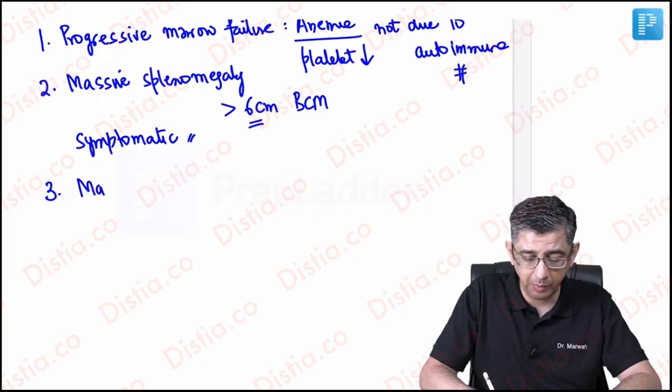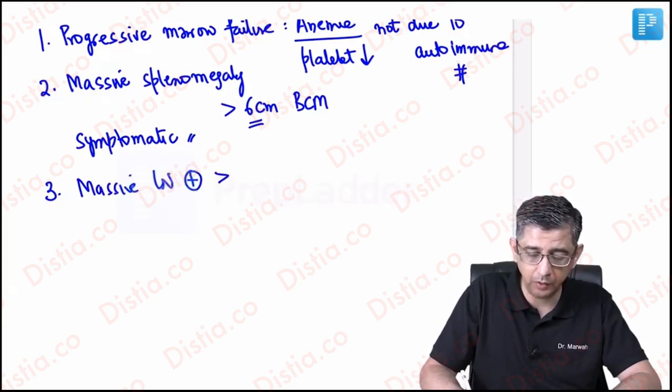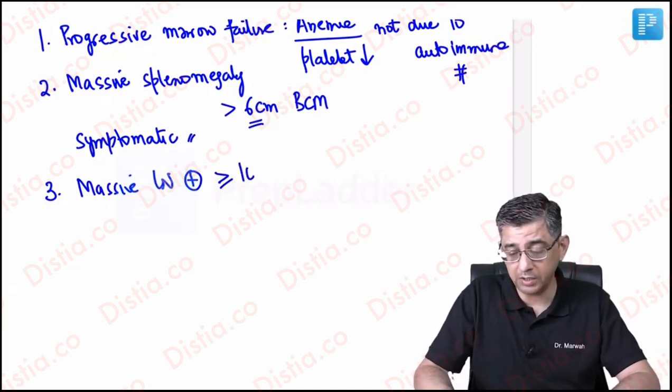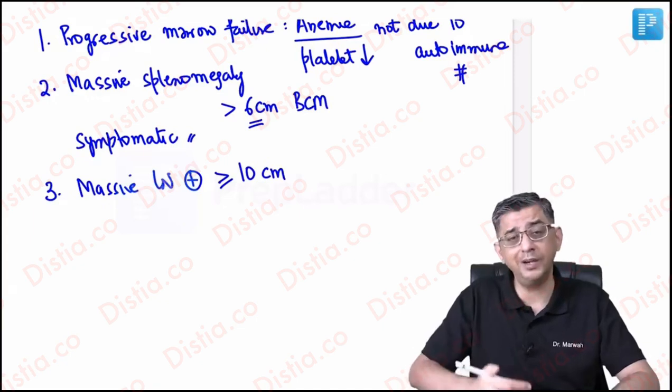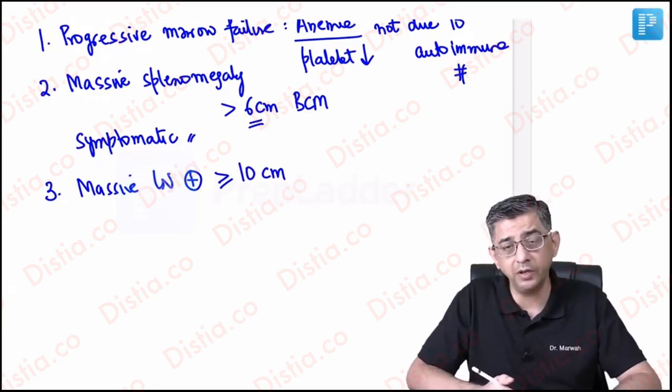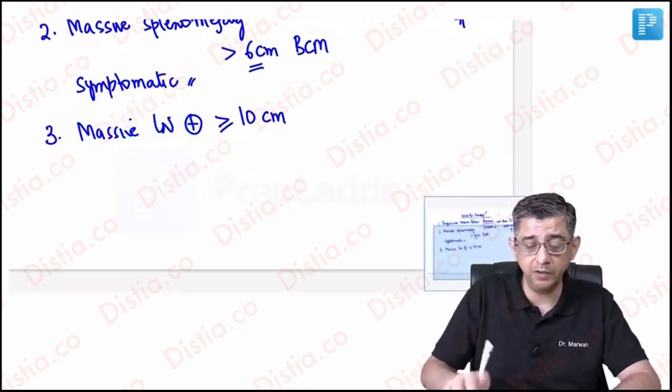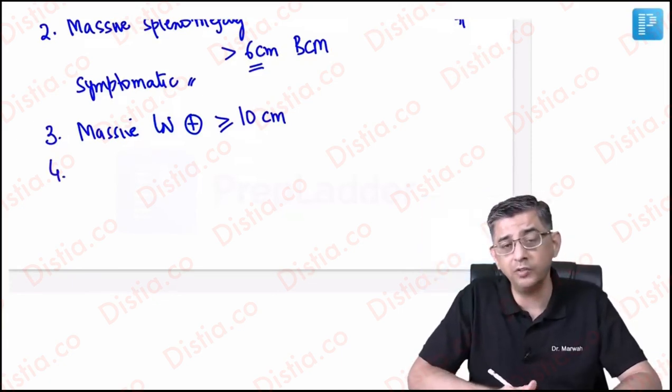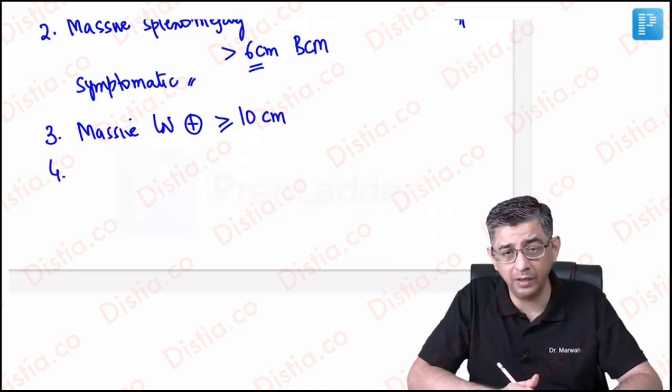The next statement to be remembered is massive lymphadenopathy in a patient. So there's a progressive cervical lymphadenopathy, and maybe he was erroneously diagnosed as a case of TB. He was taking antitubercular treatment also, but the lymph nodes are increasing. What is the definition of massive lymphadenopathy in CLL? It is lymph node size which would be more than 10 centimeter.